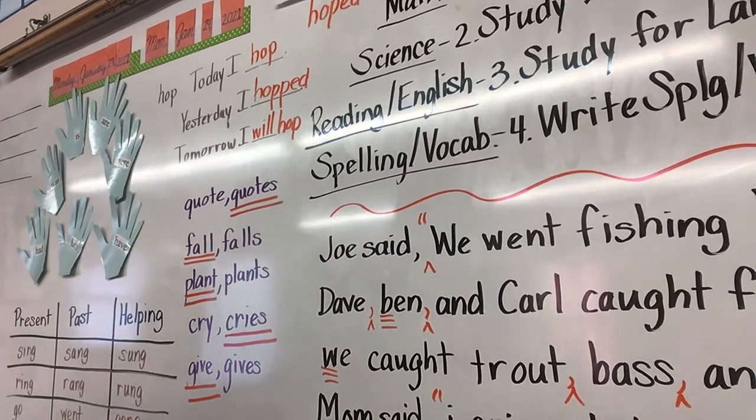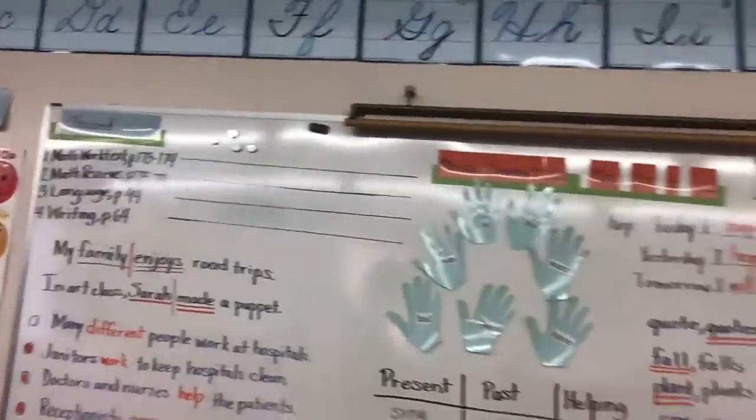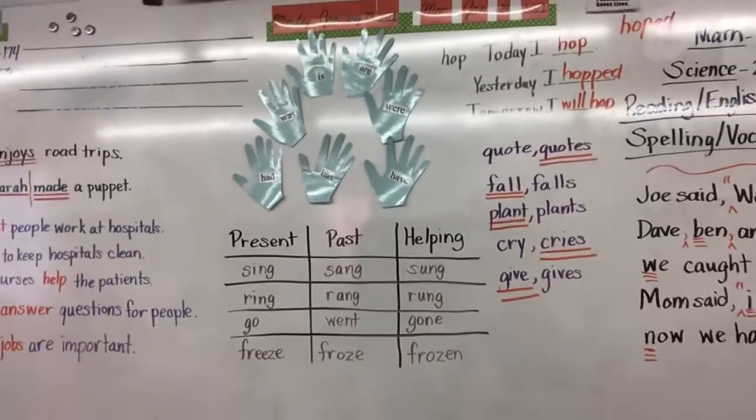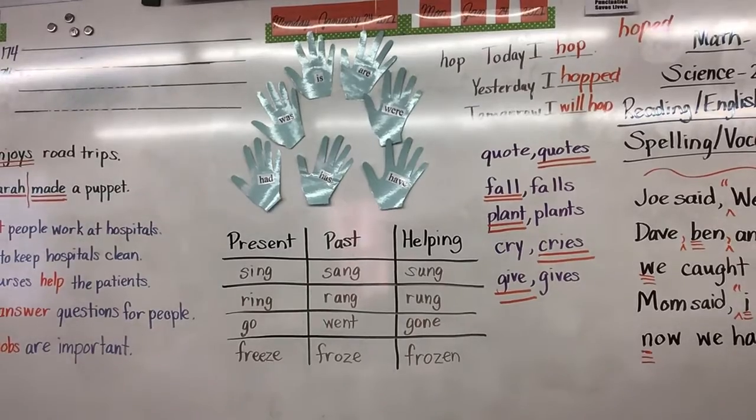All right, very good. Now we're gonna go over what's not on the test, but what is on your paper for today. So I'm gonna move the camera one more time. All right, so this is words that need a helper and words that don't. We're gonna start with present.